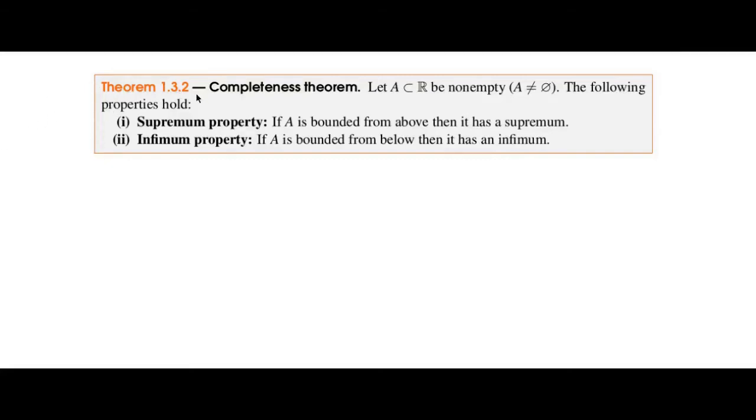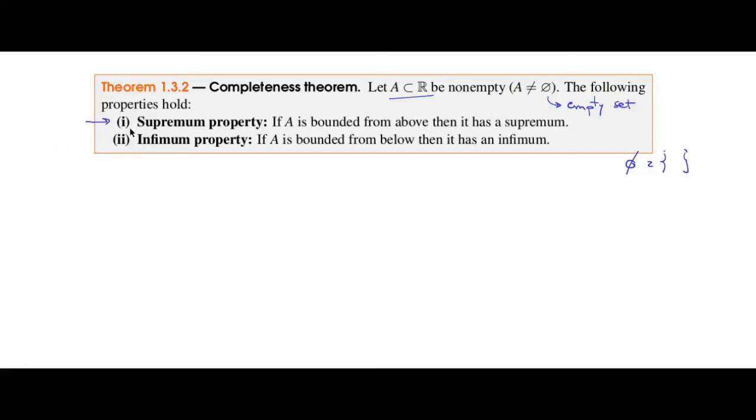This theorem is the completeness theorem, and it says that suppose A is a subset of R, just like before, and let it be non-empty. So A has some elements. This is the empty set. The empty set would be the set that doesn't have any element. Well, so A has at least one element. Then these two properties are true.